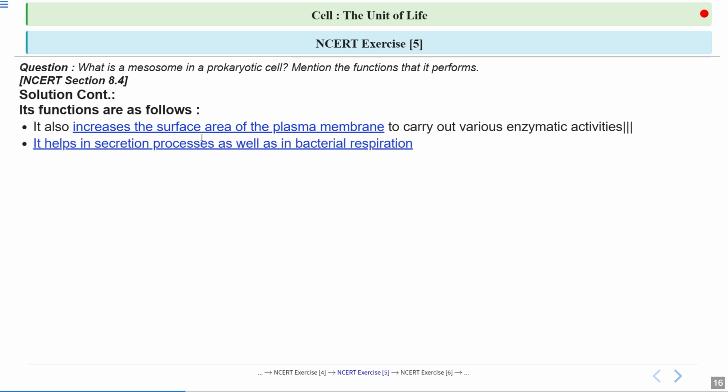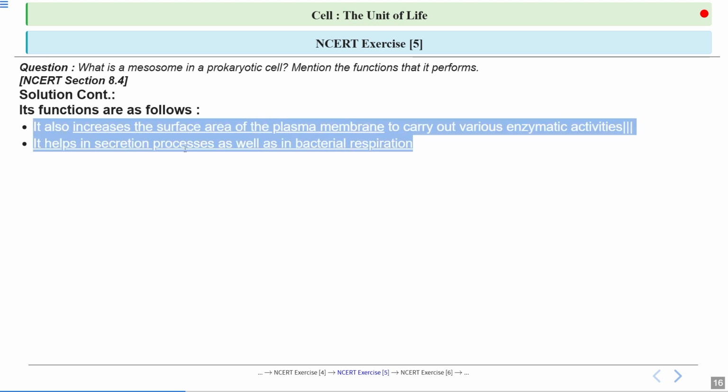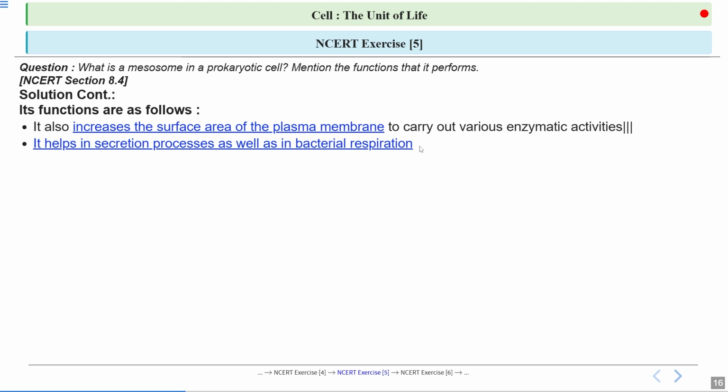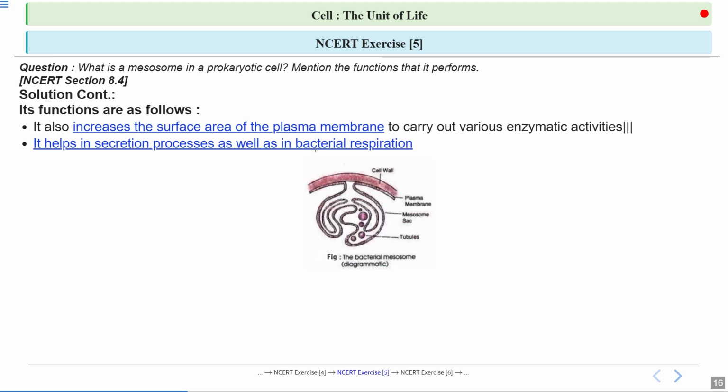This is a very important function. It helps in secretion processes as well as in bacterial respiration. So they can ask you what structure helps in bacterial respiration. That is the mesosome. Apart from the other functions, this is the very important function.